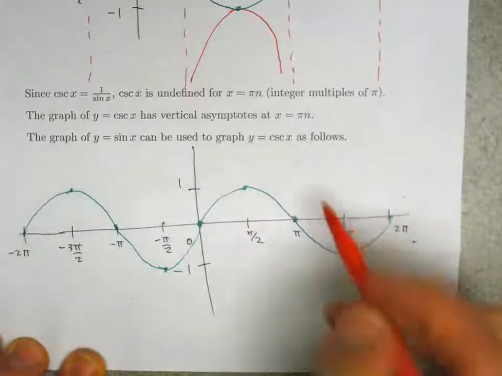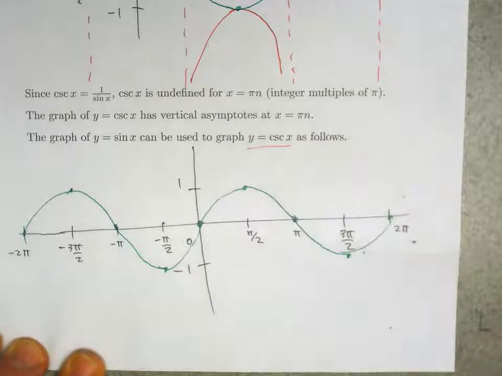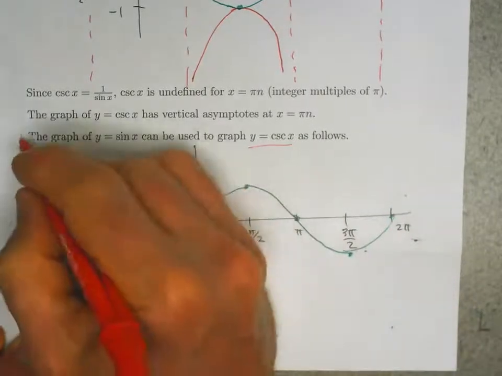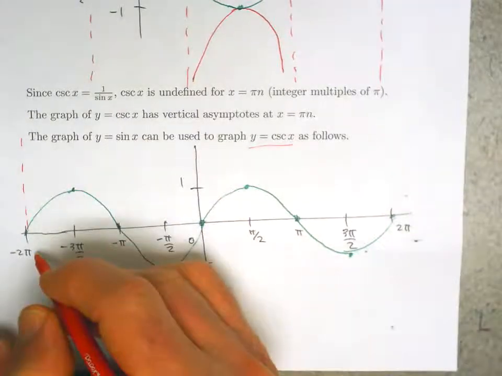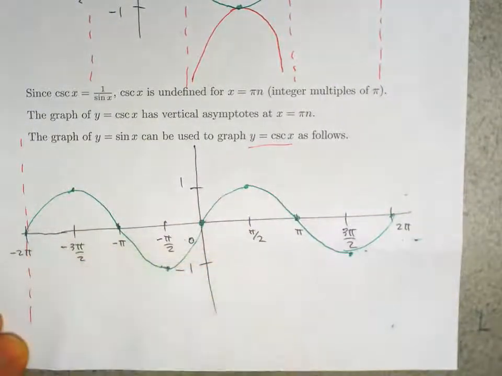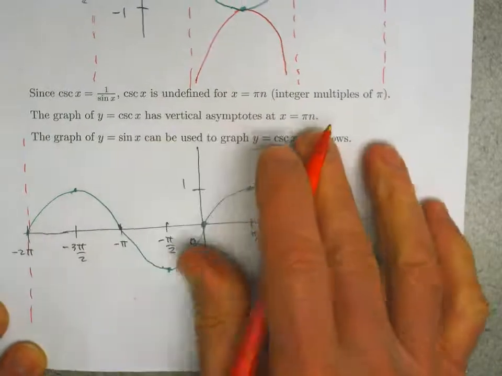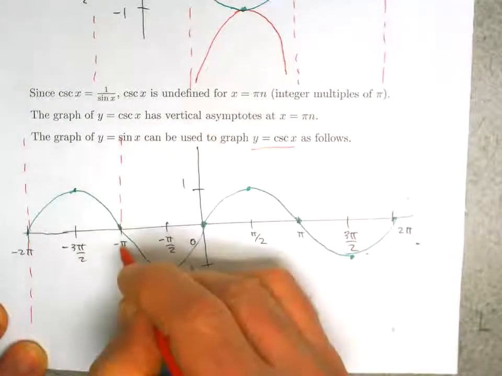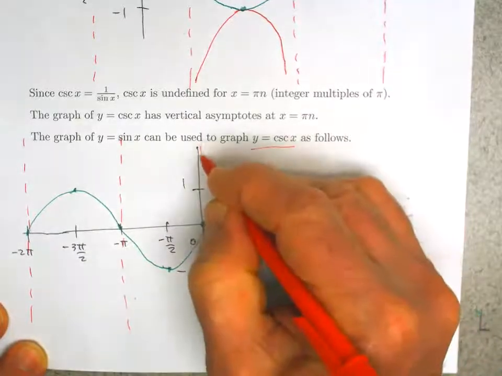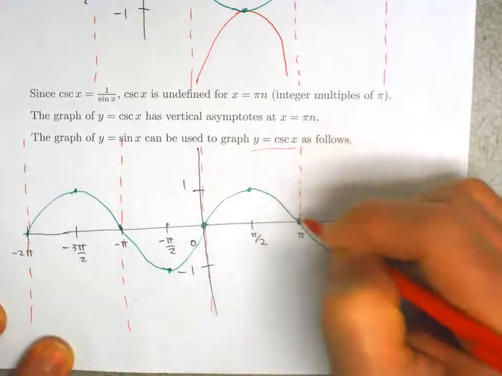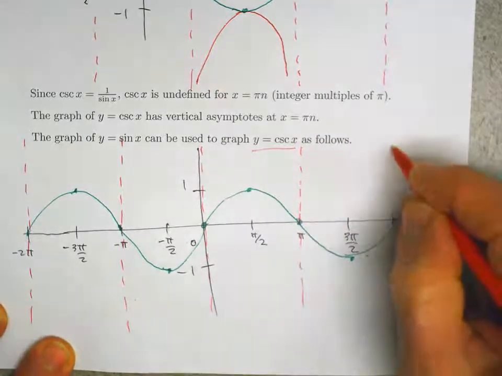And then to graph y equals cosecant of x, well, it will have vertical asymptotes at the integer multiples of pi. So at negative 2 pi, at negative pi, at 0, at pi, and at 2 pi.